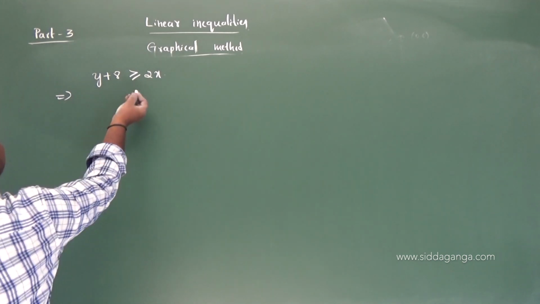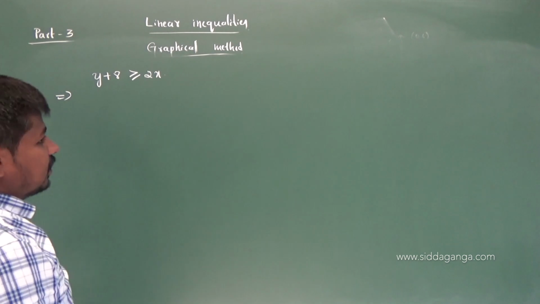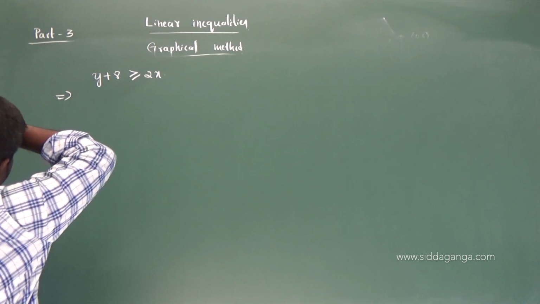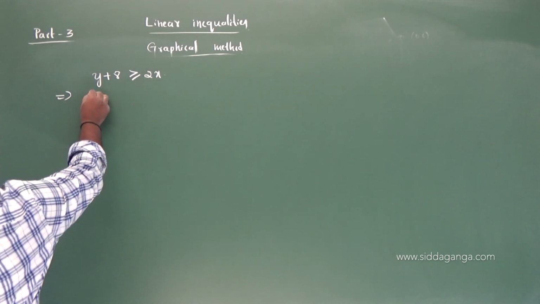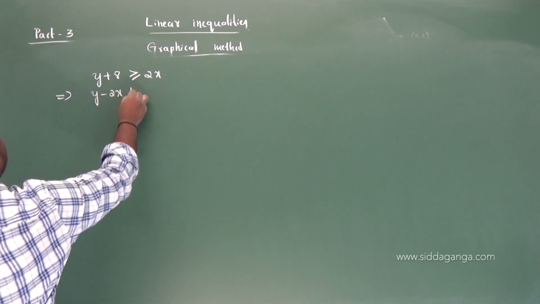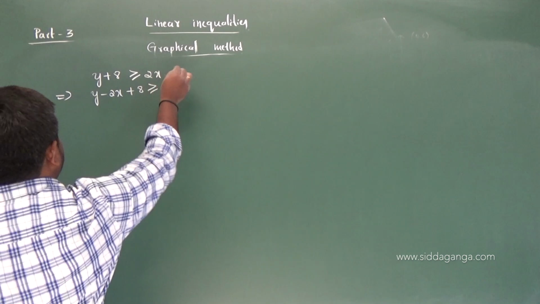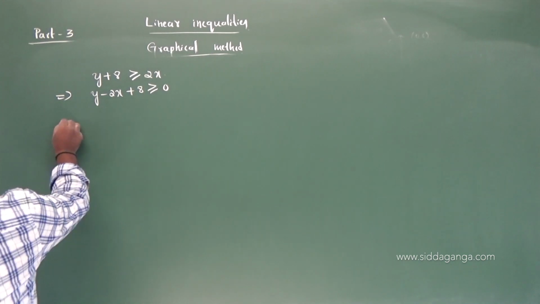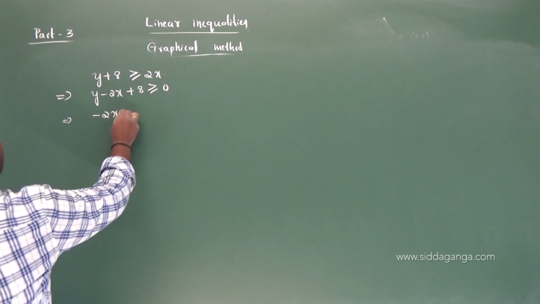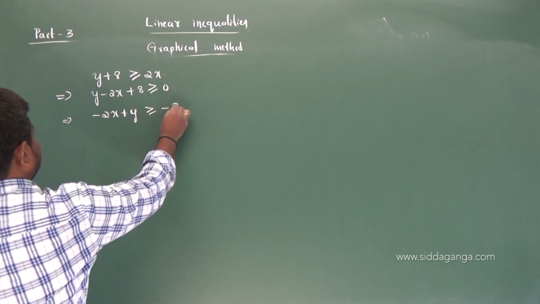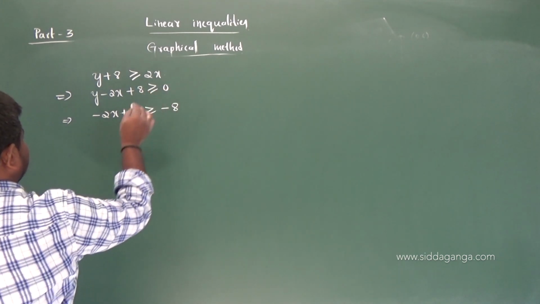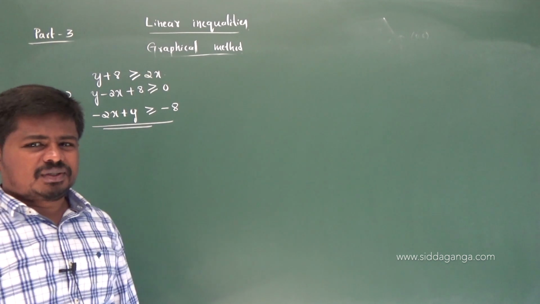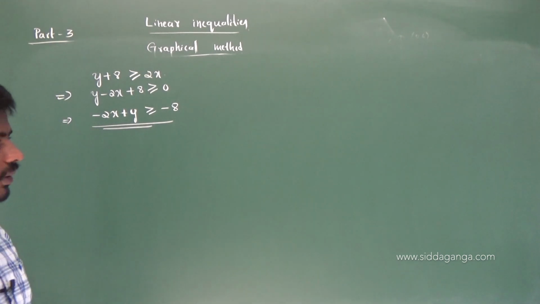Nothing happens. If you get confused, better you write it in the form of ax plus by, adding minus 2x. So y minus 2x plus 8 is greater than or equal to 0. Adding minus 8 on both sides, you get minus 2x plus y is greater than or equal to minus 8. Nothing happens, but if you want, you can write in this form, then you don't get confused.